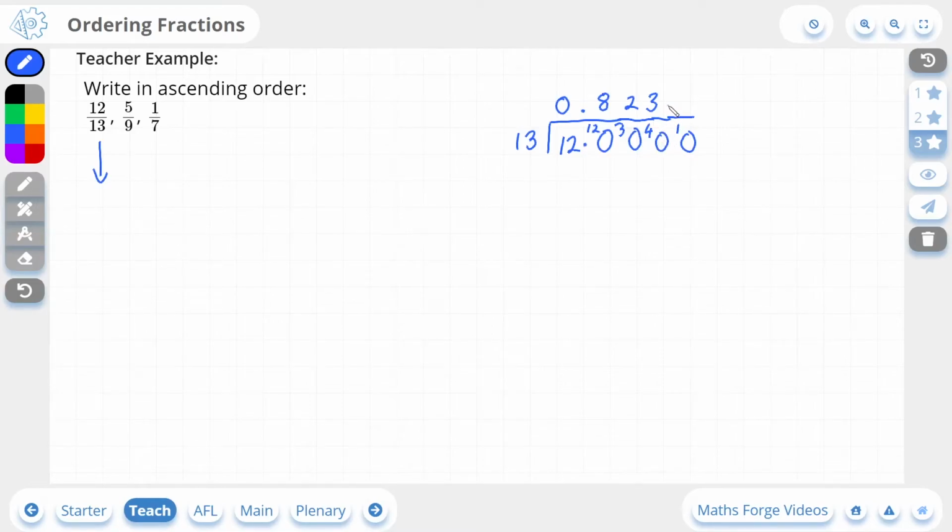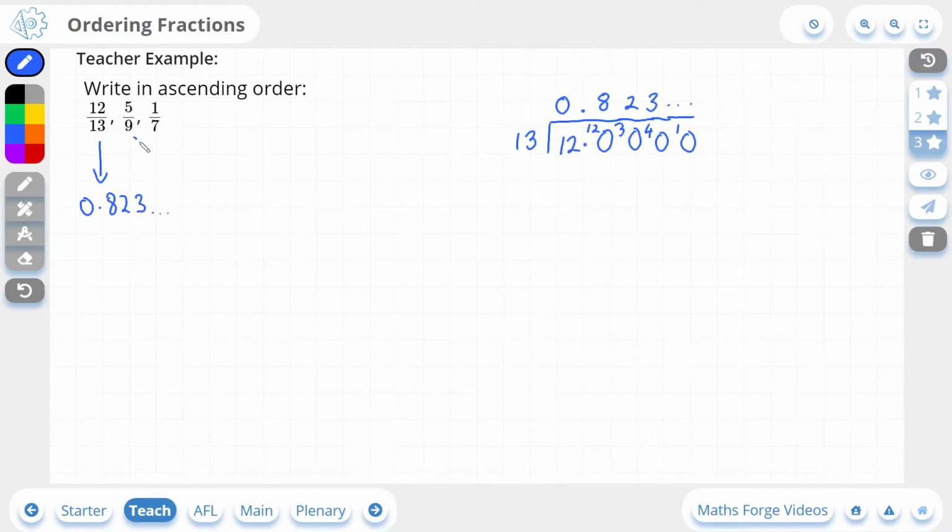And you know what? I'm just going to stop right here and see if this is enough to determine whether 12 over 13 is the largest fraction or not. So this is going to be 0.823. And then we have some other numbers after it, which we haven't really calculated yet.